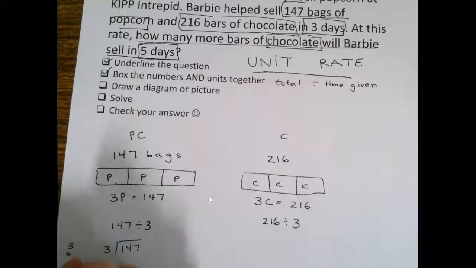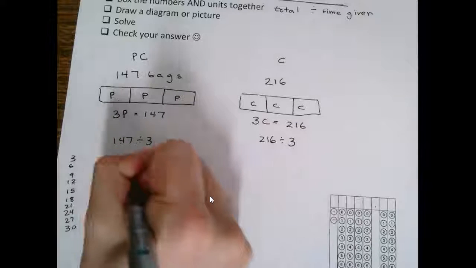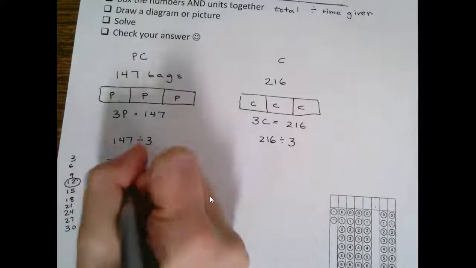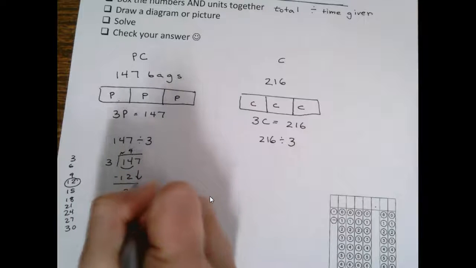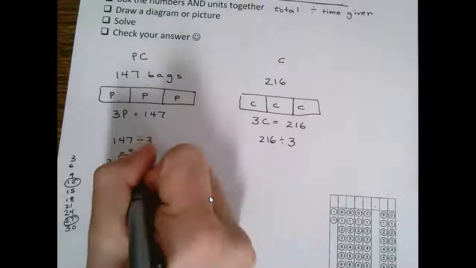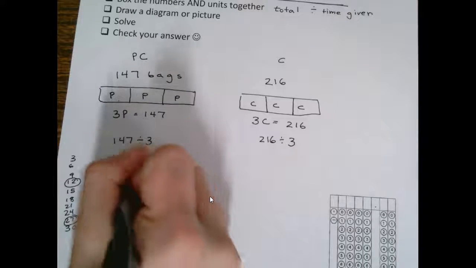3, 6, 9, 12. I'm counting by my 3s to help me out with this problem. I'm going to move my paper a little bit. 18, 21, 24, 27, 30. And the number 14, I'm going to use the number 12. That's 3 times 4. Subtract, I get 27. Here's 27. That's 3 times 9. Nothing left. So this is 49.